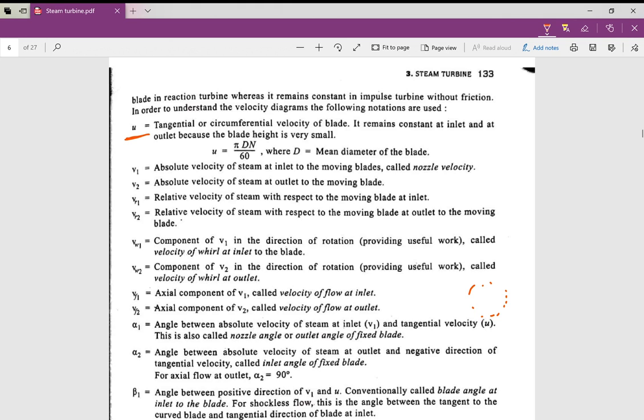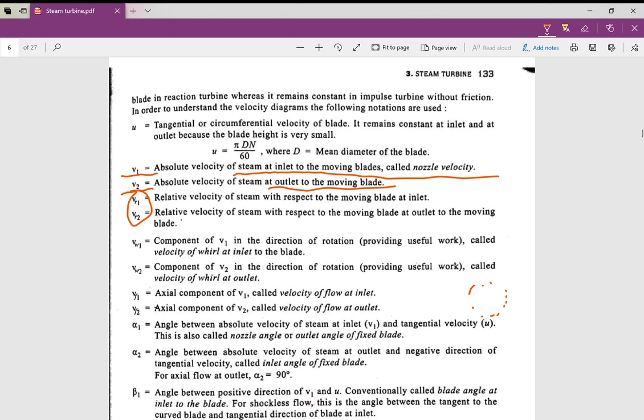Now, velocity V1, that is the absolute velocity of steam coming out from the nozzle, that is at the inlet of the blade at this section 1, and at the same time V2 is the absolute velocity at the outlet of the moving blade. Here the relative velocity is very important to know.